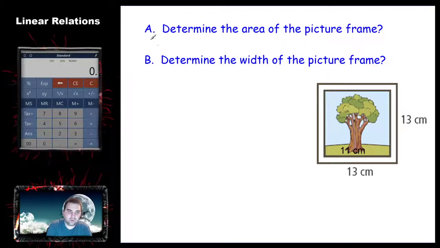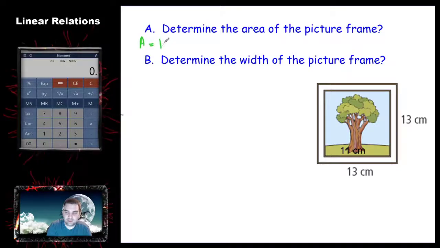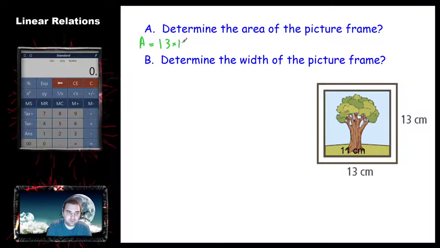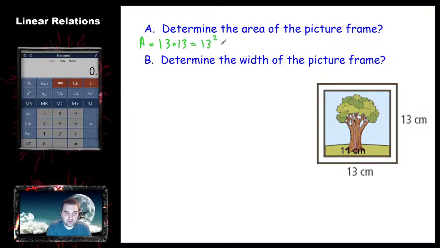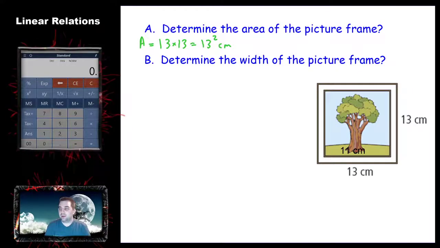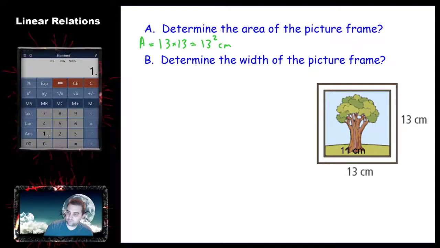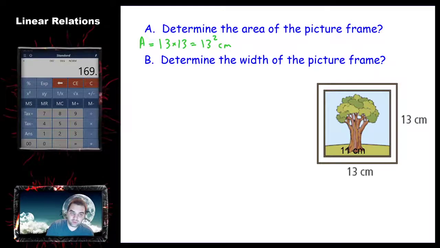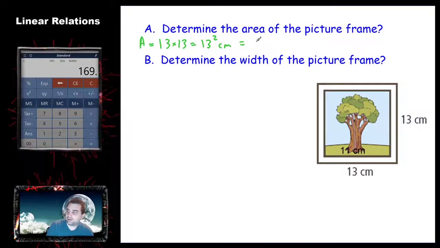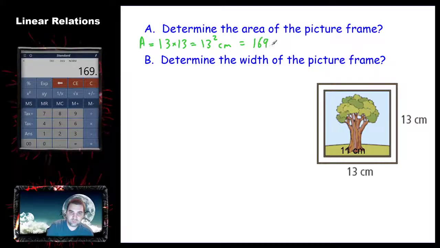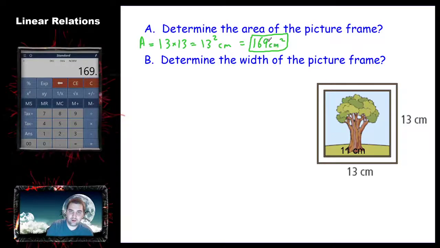So the area of the picture frame, well, the area, oh, I didn't know it was going to be green. Okay, the area is 13 times 13 centimeters. I should write that, but I'm out of space. So that's the same as 13 centimeters squared. And I'll plug it into the calculator here for you. 13 times 13 happens to be 169 centimeters squared, because I just squared those numbers. So the area is 169 centimeters squared of the entire picture frame.